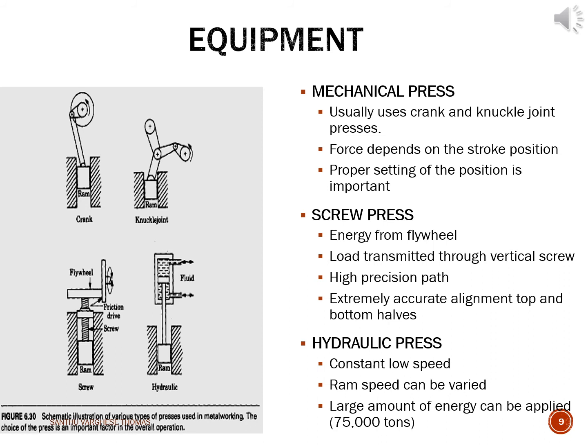Now let's look in detail on mechanical presses, screw presses, and hydraulic presses. In mechanical presses, they usually work on crank and knuckle joint. The first figure shows a crank arrangement and the second figure shows the knuckle joint arrangement. In both these arrangements, the downward movement of the ram causes the forging operation to happen. The third figure shows a screw press where the energy is from a flywheel. The load is transmitted through a vertical screw as shown in figure.